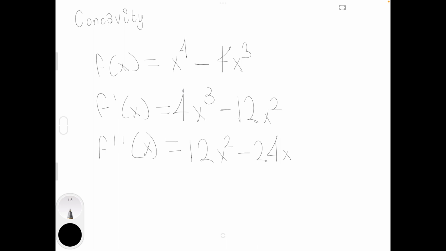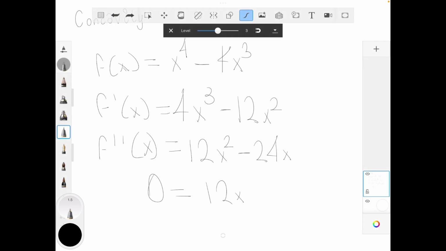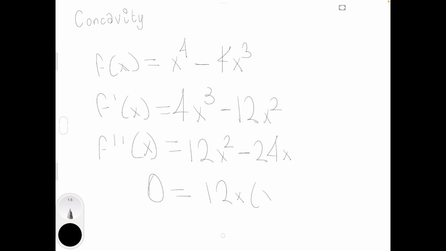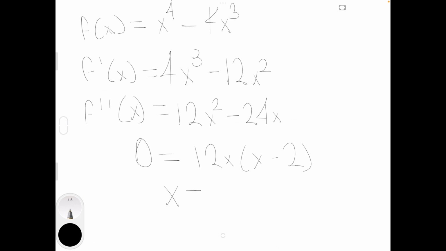And then you can factor out. So 0, because we want it to be equal to 0, 12x can be factored out. And then you're left with x minus 2. And so that means x is equal to 0 and 2.